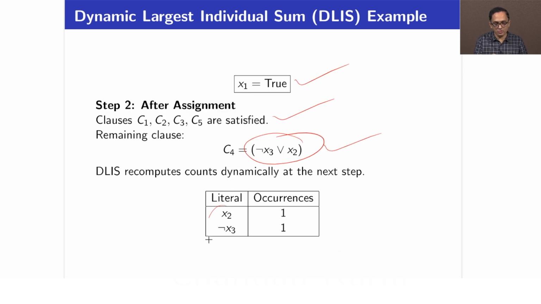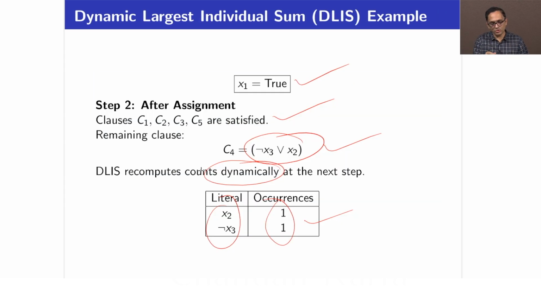So, I have only x2 and x3 and their occurrence is 1 and 1. There is no other clause left, so I will pick one of them in the next step. But this is what is happening dynamically. After every assignment, I have to update the score. So, this is how things will go on.